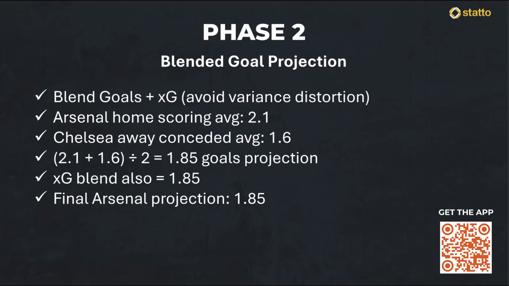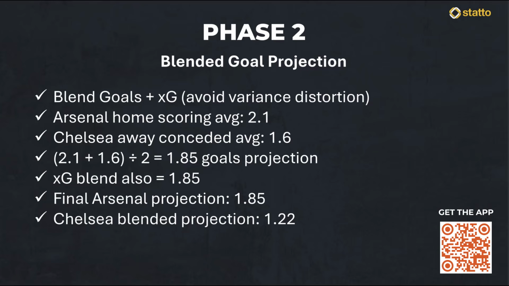When we run the same math for Chelsea, blending their away scoring average with Arsenal's home defensive stats, we get a projection of 1.22 goals. This blended approach ensures our projection isn't just a reaction to a lucky result, but a reflection of a team's true attacking and defensive intent.